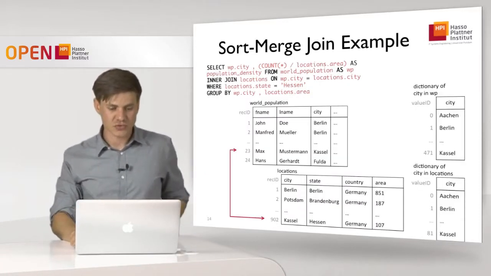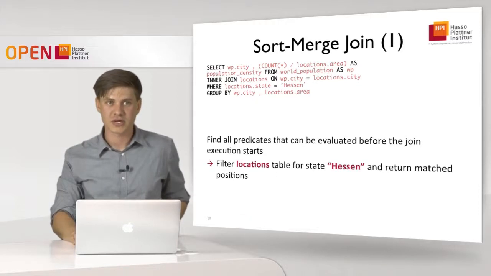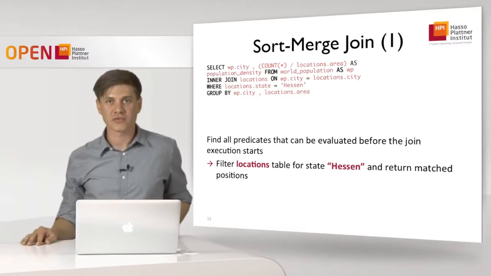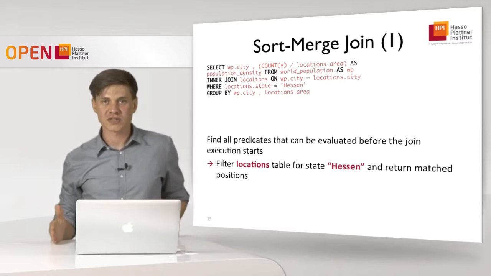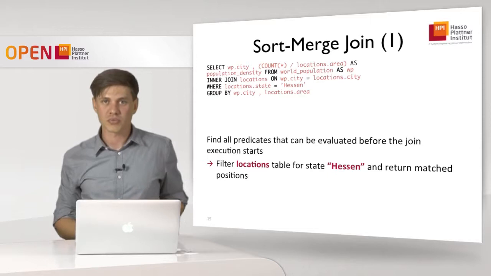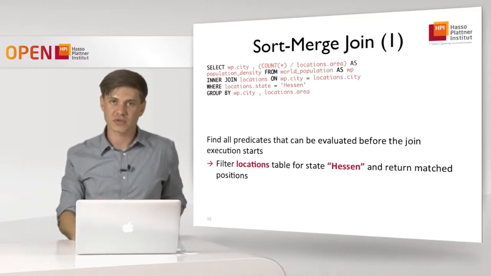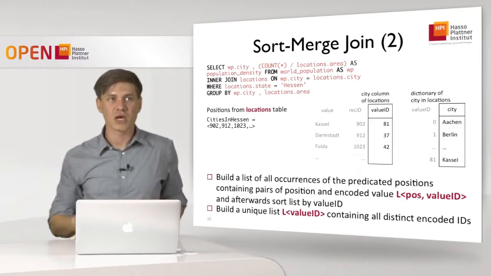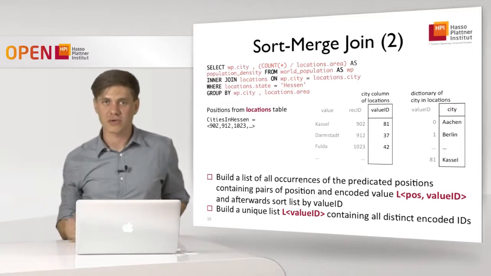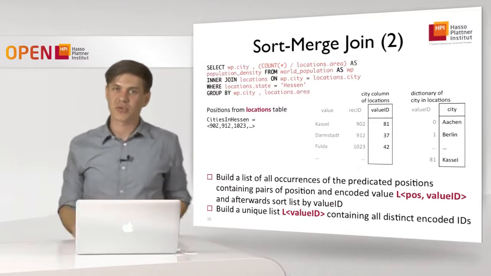Here again you see the two tables that we're trying to merge now, and on the right side you can see the dictionaries for both tables. And again, as we have said, the first phase is to apply the first filter, which is only cities of the state of Hessen. So we have already reduced our input for the join on the left, for the smaller relation. You can see the resulting list on the left, which says position 902, position 912, and so on are cities in Hessen. With that input list, we now create a list of pairs.